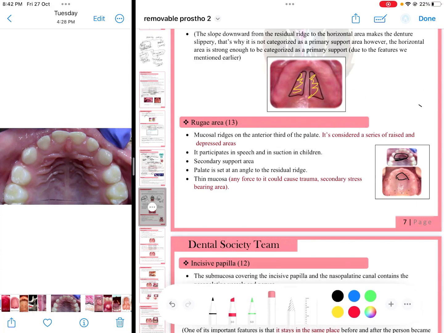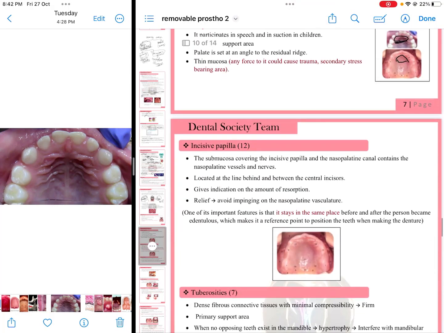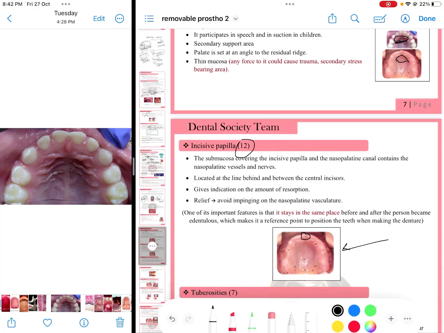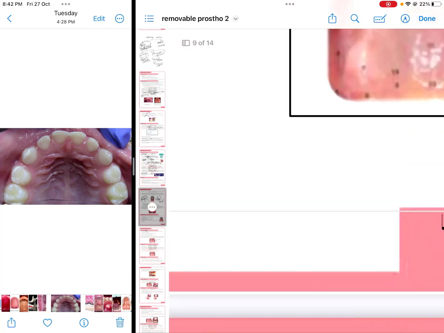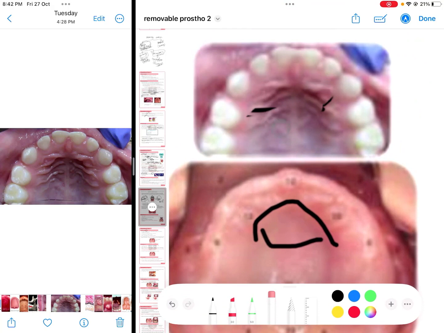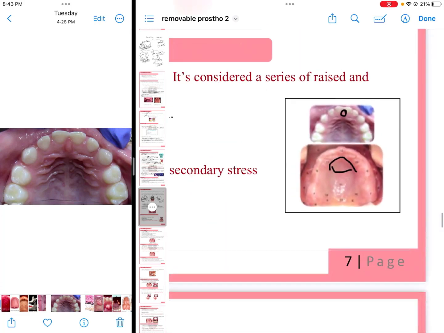Talking about the incisive papilla, these numbers that are here are the same numbers as on the picture here. So if you can see, number 12 is here. So this is the incisive papilla. On this picture, if I can make it bigger, the incisive papilla is like the picture on the left. So the incisive papilla is here.